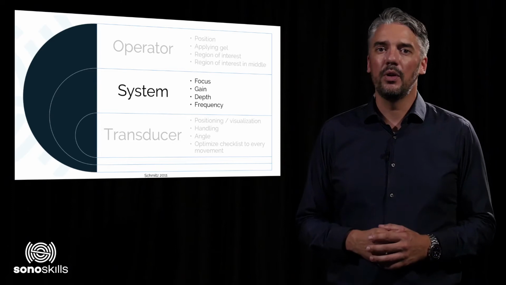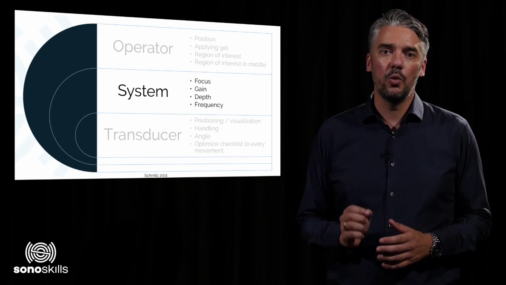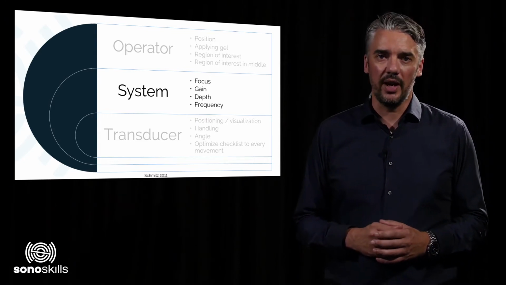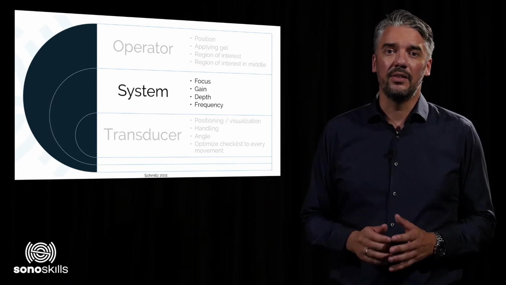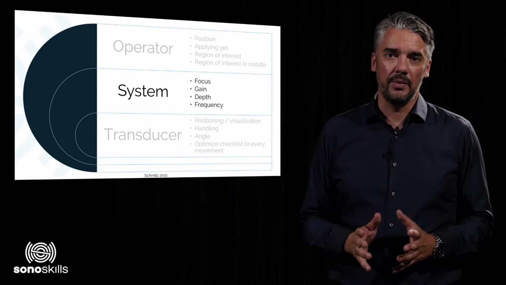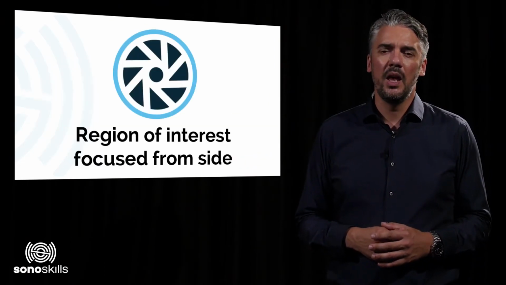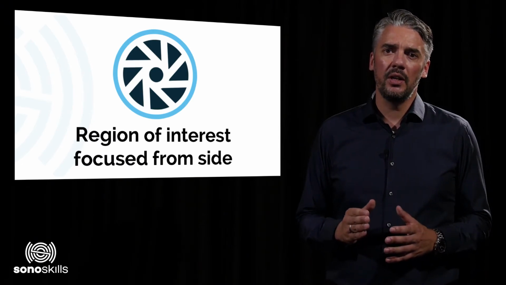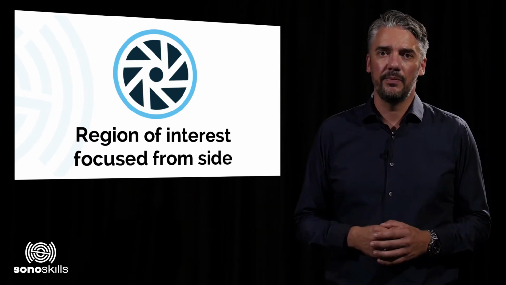The system variables are the second point on our 3x4 scanning quality checklist. The 4 system variables to constantly check and adapt are the focus, the gain, the depth and the frequency. Let's go over them one by one. The region of interest should be focused. By focusing the region of interest, the greatest degree of clarity is obtained.